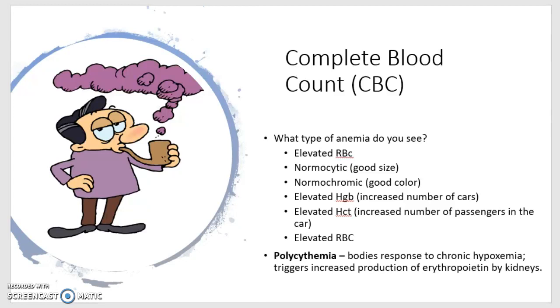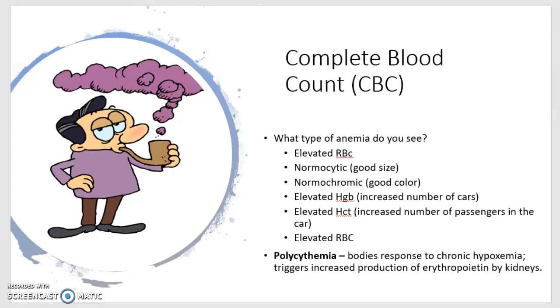So poly meaning many, so there are a lot of cells floating around in this gentleman's body. Perhaps the reason for it is due to his extensive smoking history. You see, as we experience chronic hypoxia, this triggers the body to increase the production of erythropoietin within the kidneys. An increase in erythropoietin excretion is going to stimulate the body to make more red blood cells. Now, the reason for that is when we have hypoxia, the body is going to try to create a way to get more nutrients to the body.